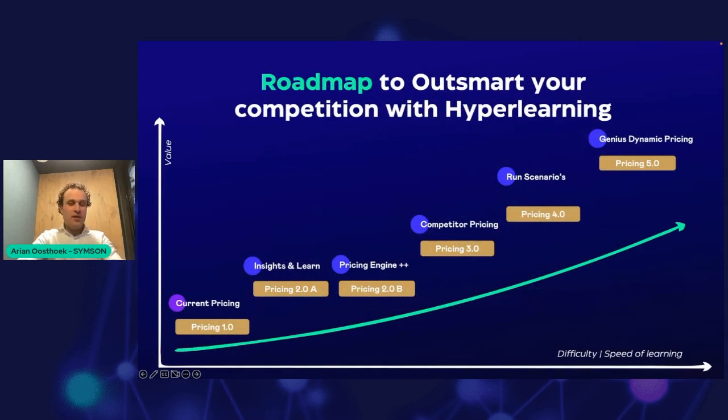To help you make your company a hyperlearning organization, we developed this roadmap, where you see the speed of learning on the x-axis and the value on the y-axis. So the presentation is: the more you learn, the higher the value you get. Currently you are probably somewhere at 1.0, and you can already start implementing our Insights and Learn module, but also our pricing engine, to first learn a lot from your historical data.